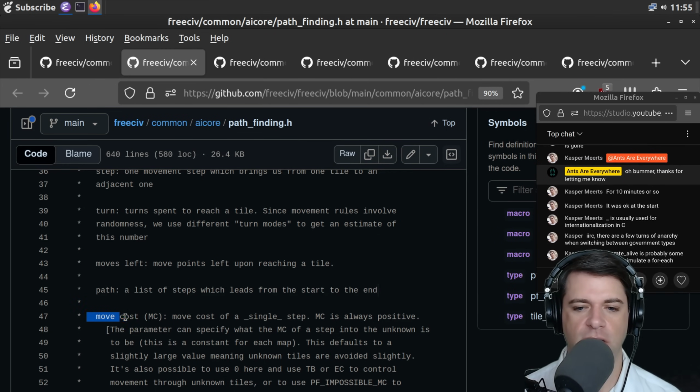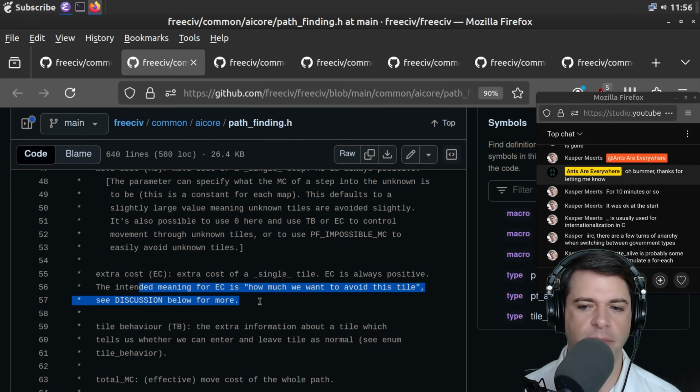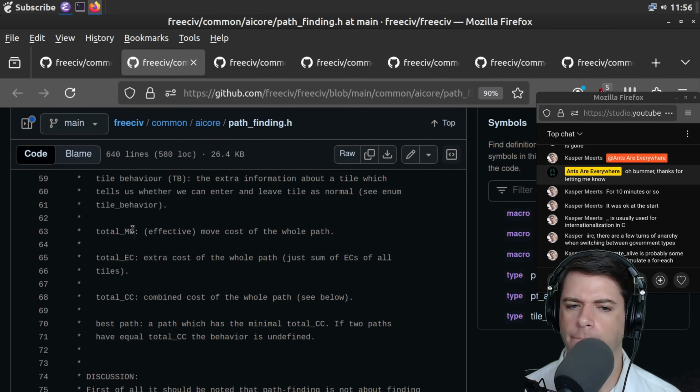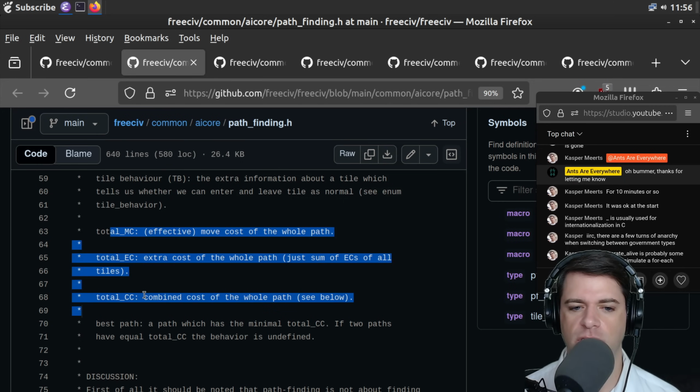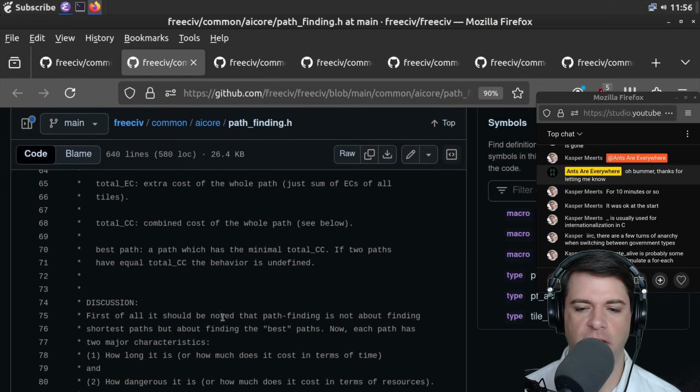We have a movement cost for a single step, and an extra cost of a single tile. It's always positive. The intended meaning for extra cost is how much we want to avoid this tile. Okay, and then we have things like tile behavior. Total MC, total movement cost, total extra cost, etc. Best path. First of all, it should be noted that pathfinding is not about finding shortest paths, but about finding the best paths.